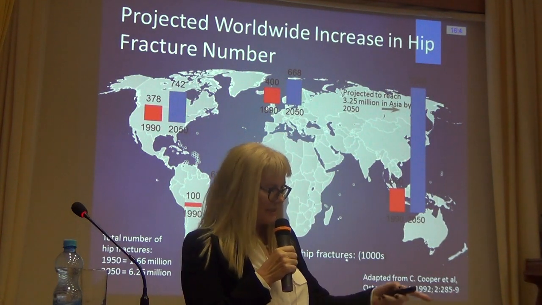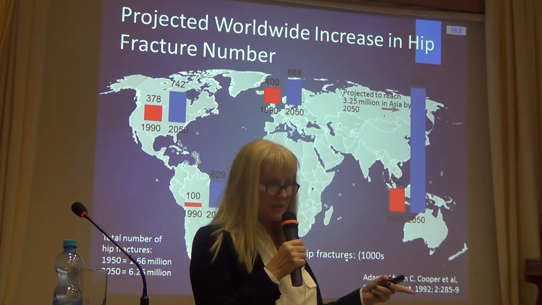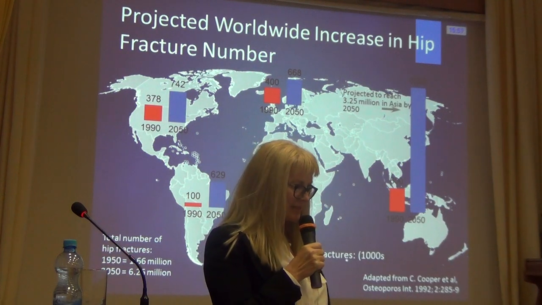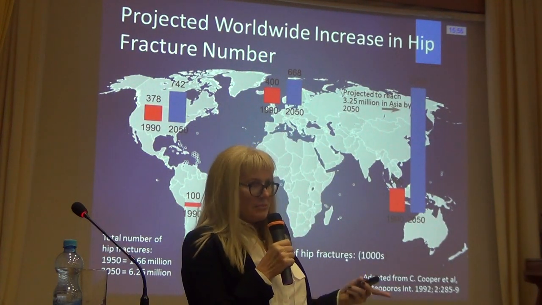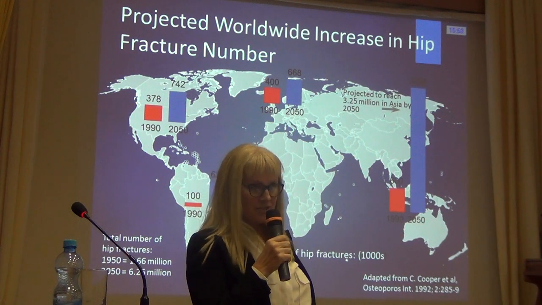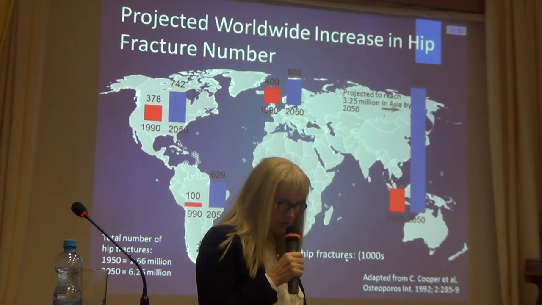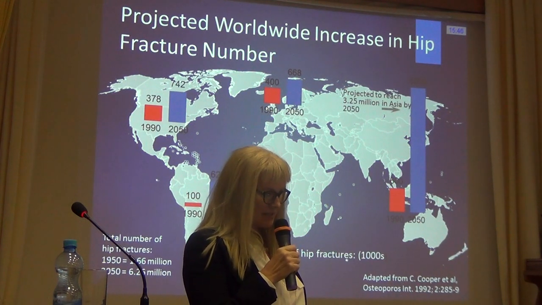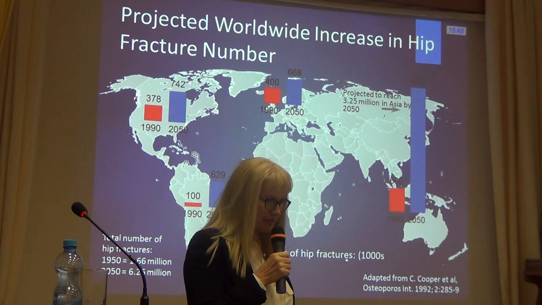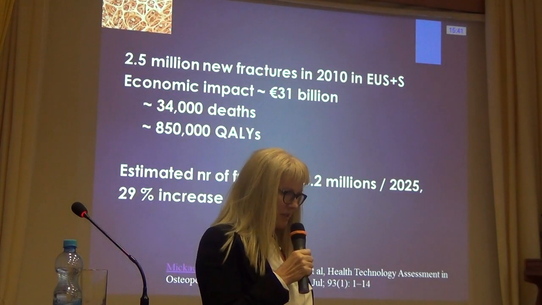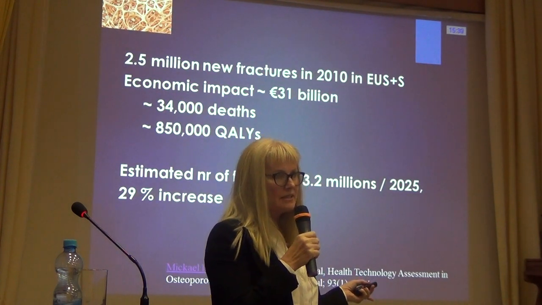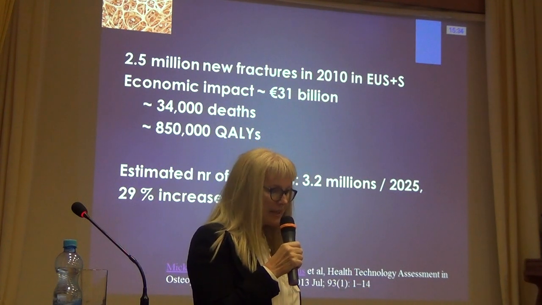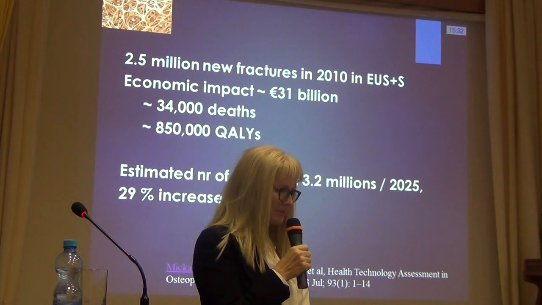So these are, as you can see in Europe, due to demographic changes, due to the aging of population and the increase in life expectancy, there will be a doubling of hip fractures until 2050, and there will be a huge increase in Asia and South America. The most consistent data, worldwide data, we have from 2010, so this is why I also refer to these data.